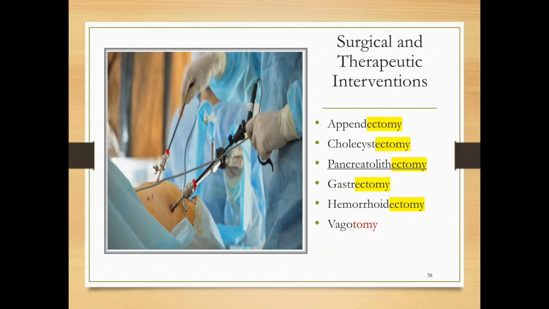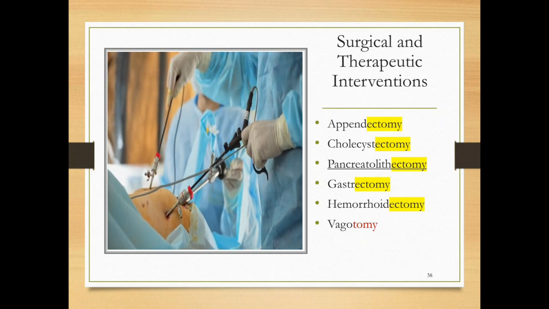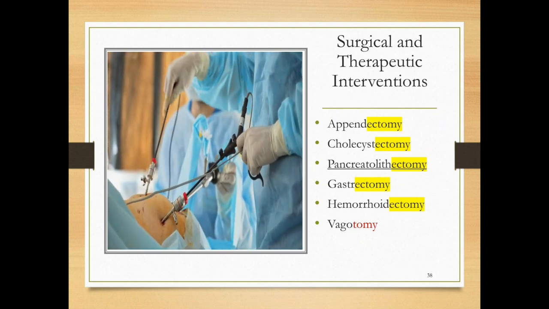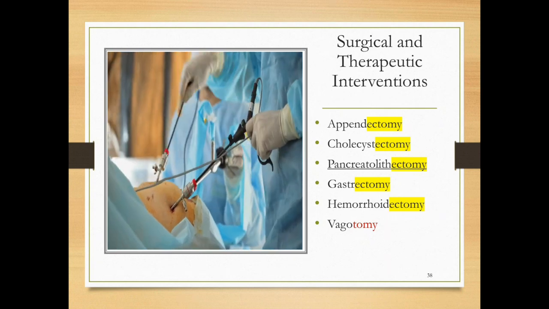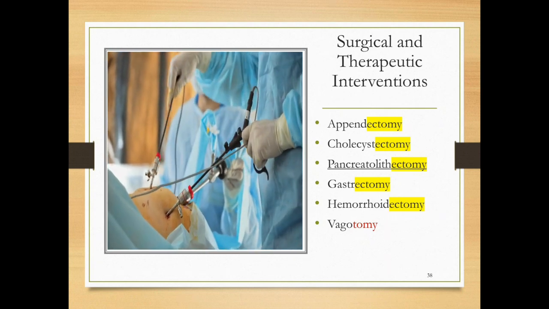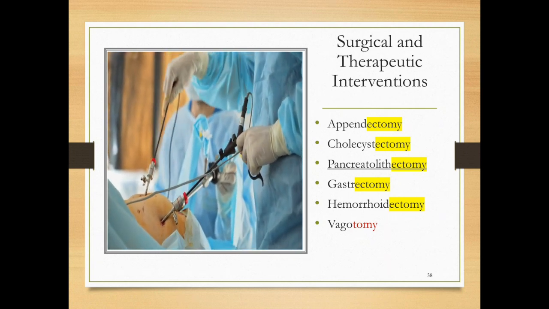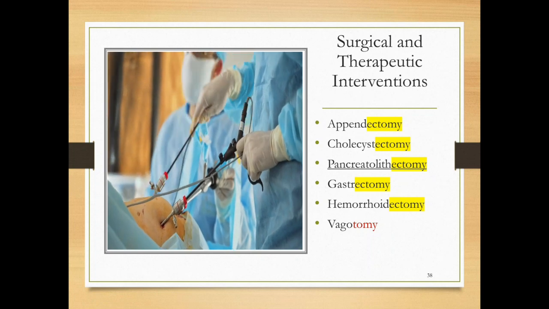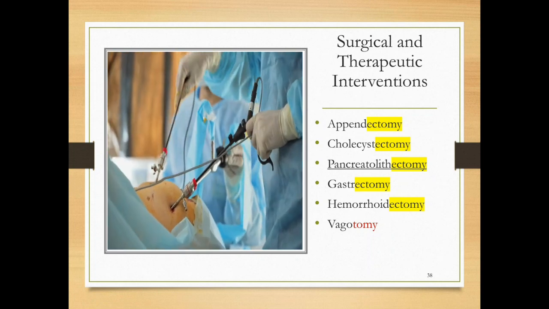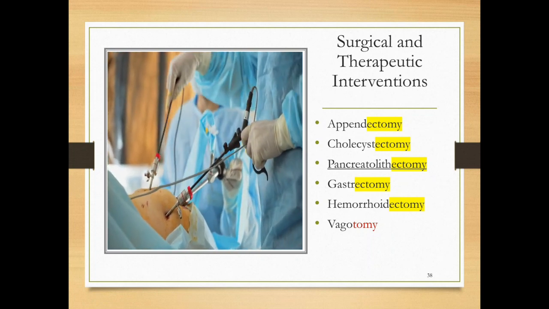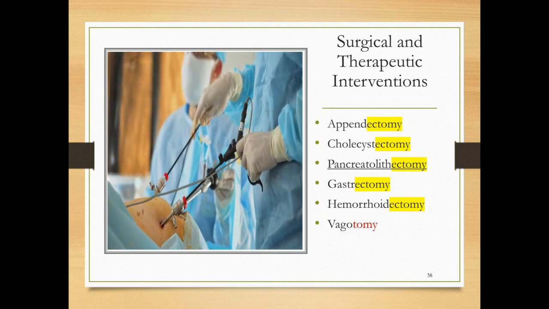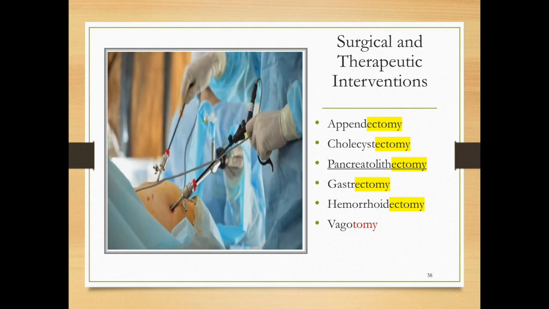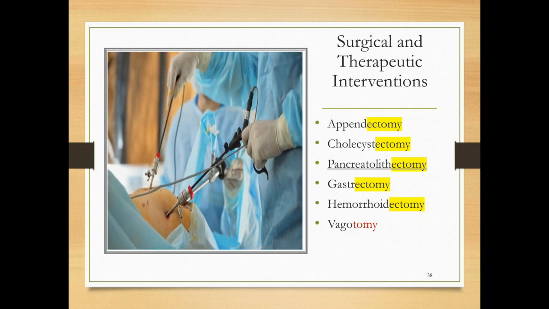Surgical and therapeutic interventions. Appendectomy, cholecystectomy, pancreatolithectomy, gastrectomy, hemorrhoidectomy, vagotomy. Note how many surgical procedures have the suffix ectomy, which means excision, while tomy means incision. We need a volunteer to explain the term pancreatolithectomy. What does it mean? One at a time, please.